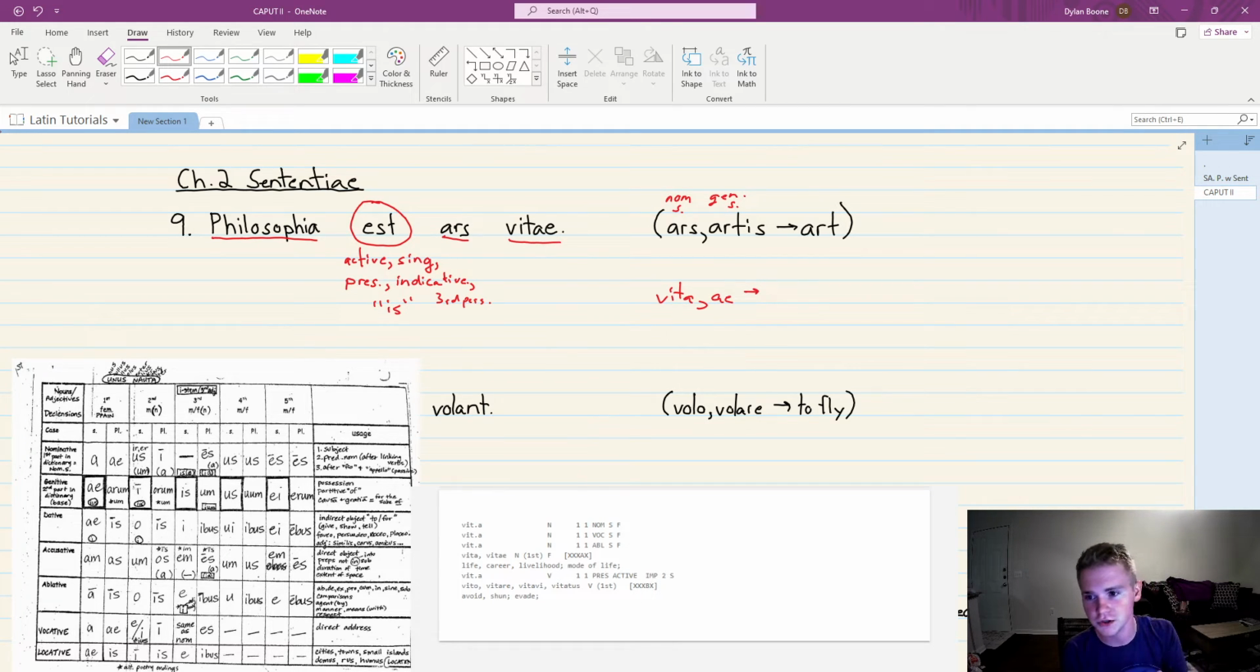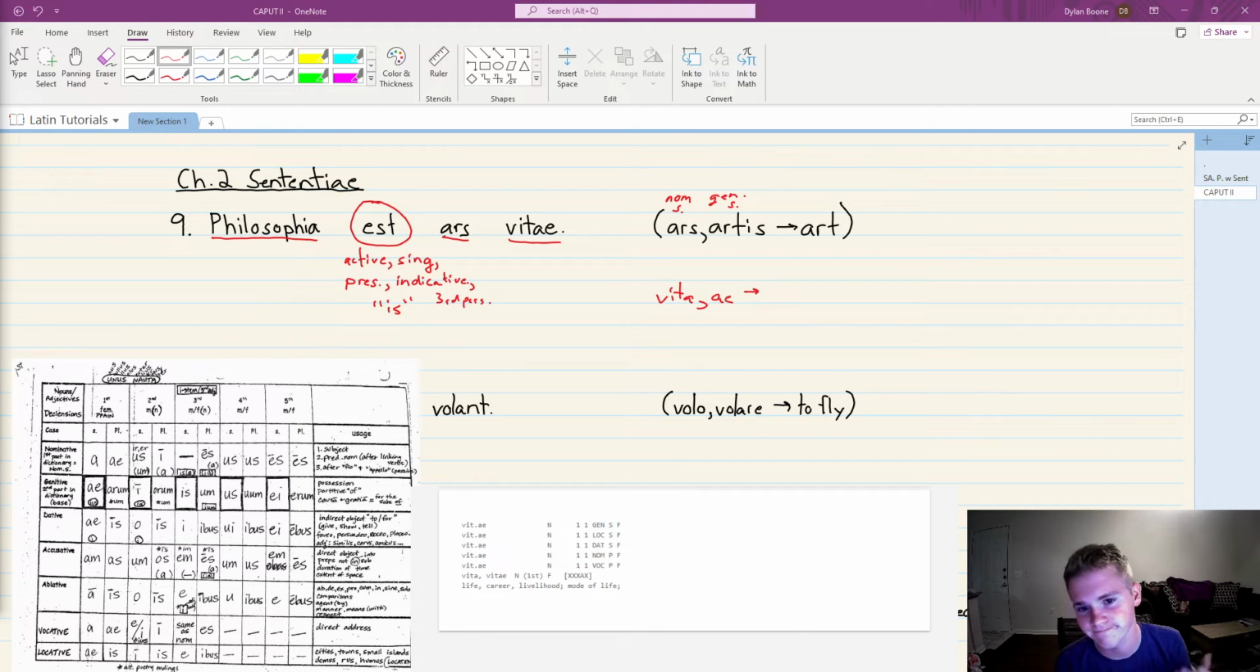So we know which two columns that we're looking at, right? Singular and plural. With that, we only have really two options. We have genitive singular, dative singular. Those are the only two options here.